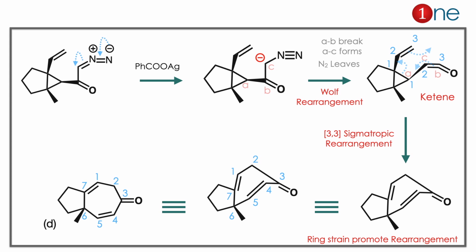Here you have to learn 2 important things. One is Wolff rearrangement. If you have CO and N2 system, definitely you might guess a Wolff rearrangement. Second thing is 3,3 sigmatropic rearrangement. If you have terminal alkene, you might think of 3,3 sigmatropic rearrangement.